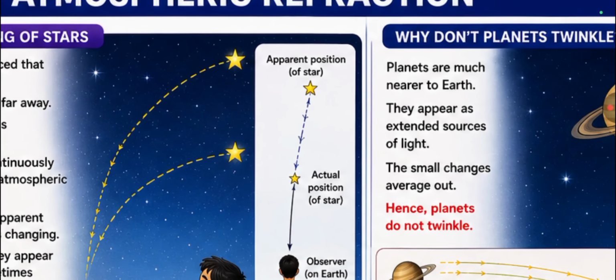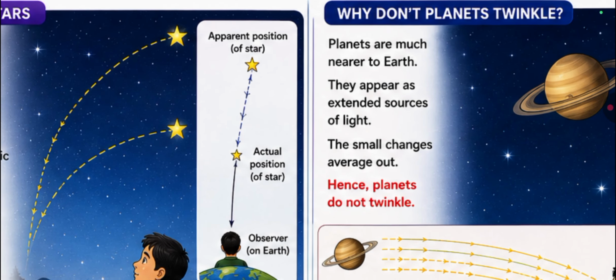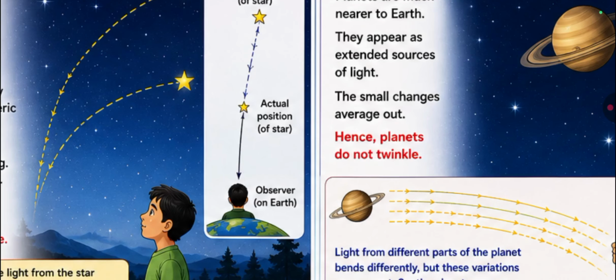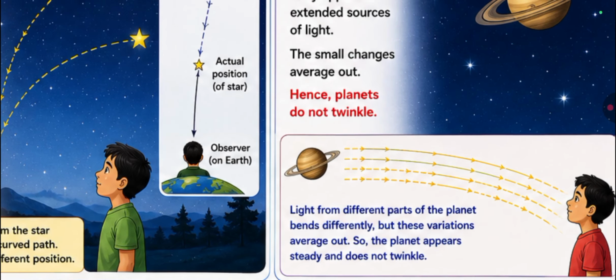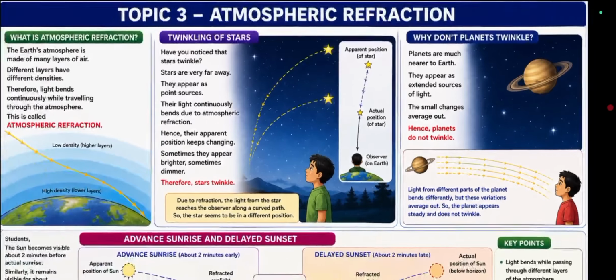Next, why don't planets twinkle? Planets are much nearer to Earth. They appear as extended sources of light. So the small changes average out, hence planets do not twinkle. Light from different parts of the planet bends differently, but these variations average out. So the planet appears steady and does not twinkle.